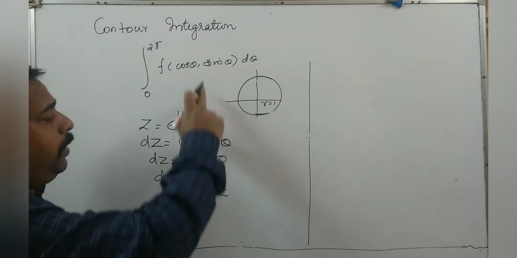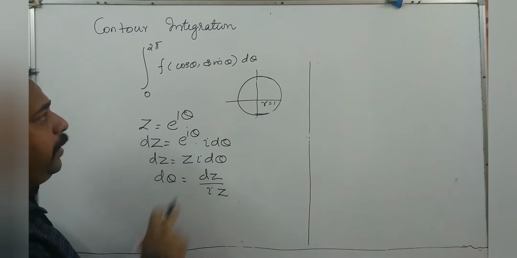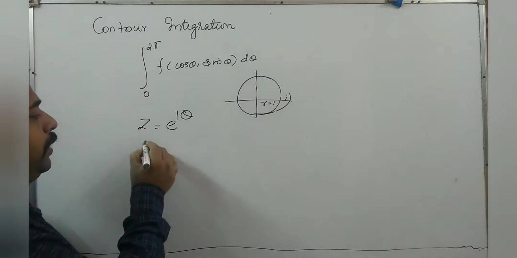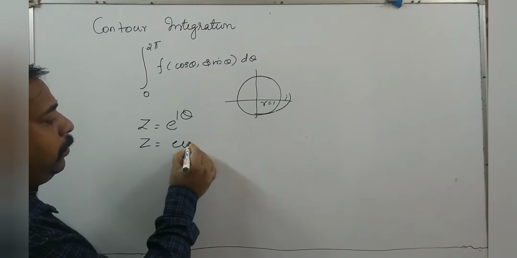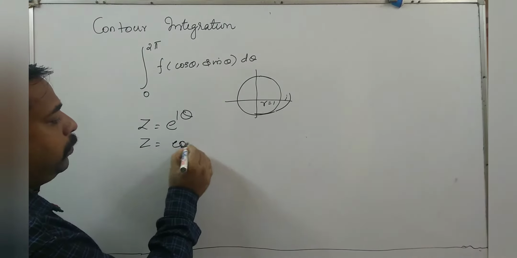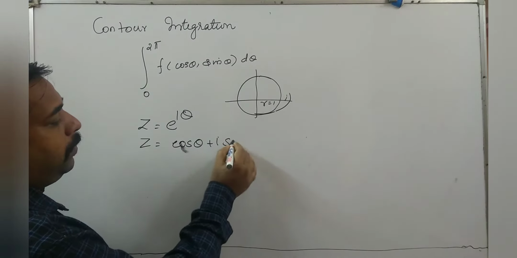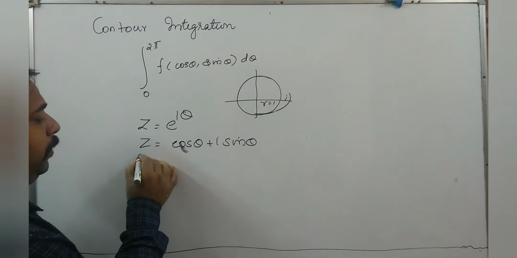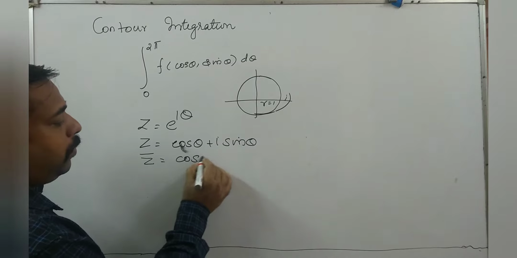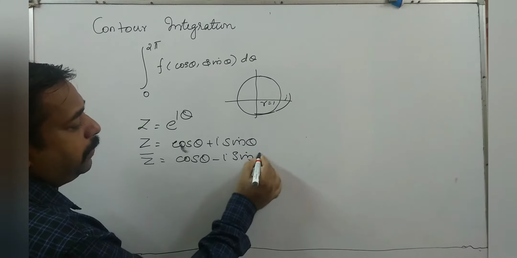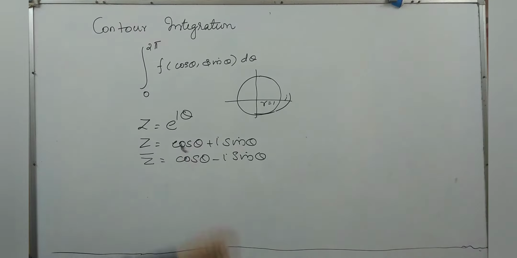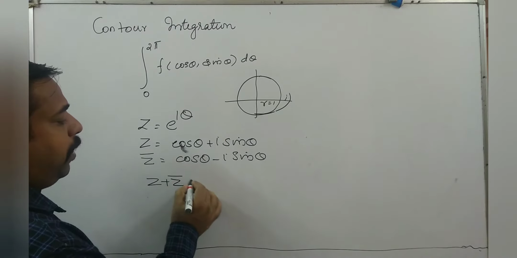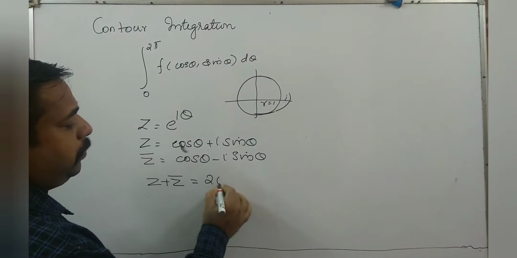Now we have to find the remaining terms. What are the remaining terms? z is equal to e raised to i theta, so z is equal to cos theta plus i sin theta. What is z bar? z bar is equal to cos theta minus i sin theta, replacing i by minus i. So now adding these two, z plus z bar, this cancels and we get 2 cos theta.